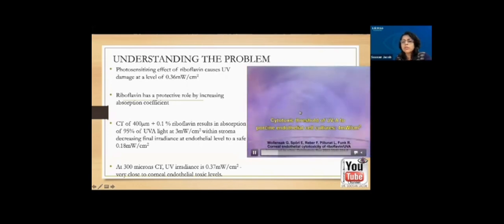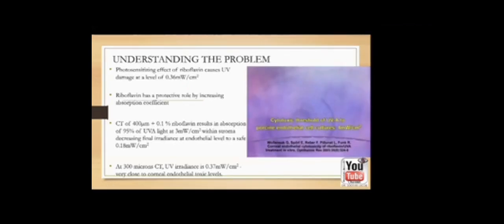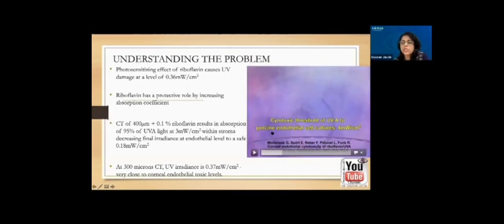So let me just pause this here, sorry. So what we need to know is that there have been a lot of studies done. Walensacks, Pearl, all of these people have done so many studies on cross-linking, and what they found is that the cytotoxic threshold of ultraviolet A for porcine endothelial cell cultures is actually 4 milliwatts per centimeter square.